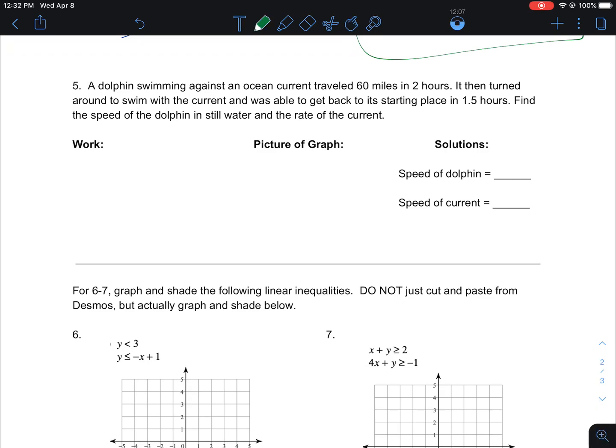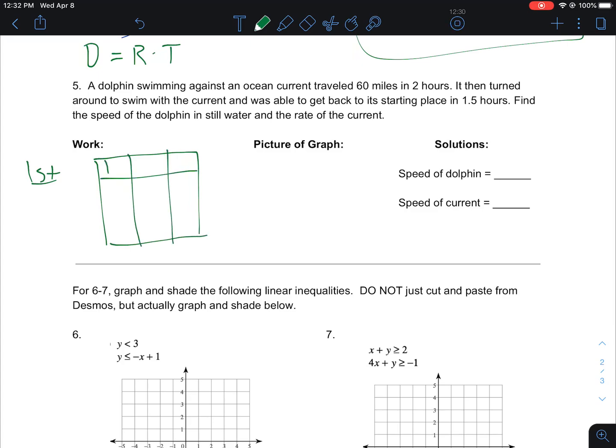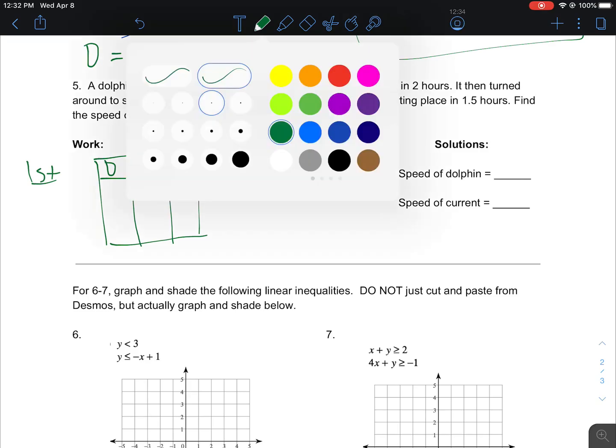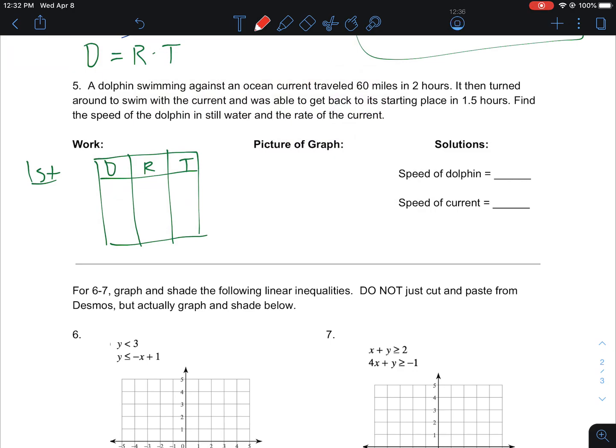So the first thing we usually did when we did these was we made a little table. And that table involved knowing the idea that distance equals rate times time. That is a formula you may have learned in the past, and it helps with our organization here. So we organize this into 3 columns, D, R, and T, and we talked about what they say in the problem. It'll say with the current and against the current.